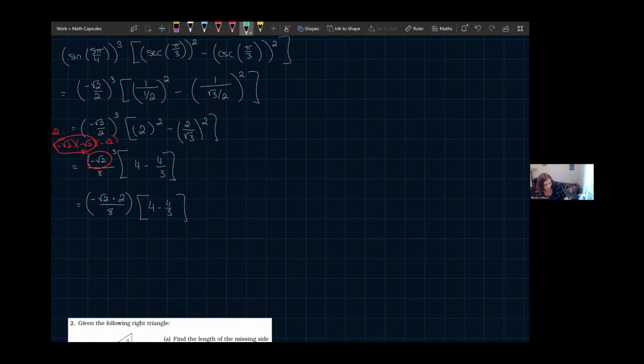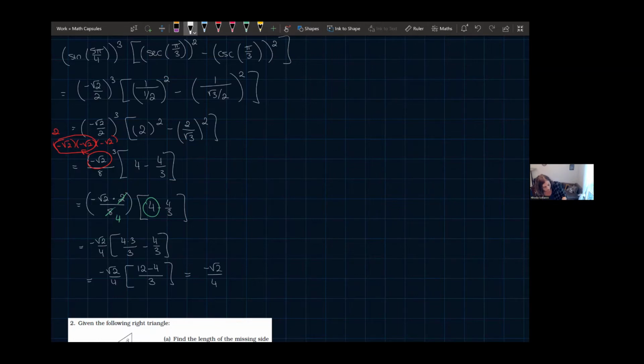Now I notice that I can reduce that because I have a times 2 on top, which I can reduce with the 8 from the bottom. And then in my square bracket, I have 4 minus 4/3. So I will want to combine that into a single fraction. To do that, I can rewrite the 4 as 4 times 3 over 3 in order to combine them. So that becomes 12 minus 4, all of that divided by 3.